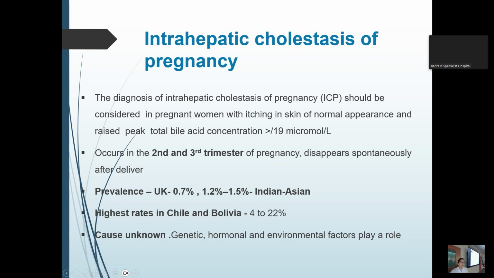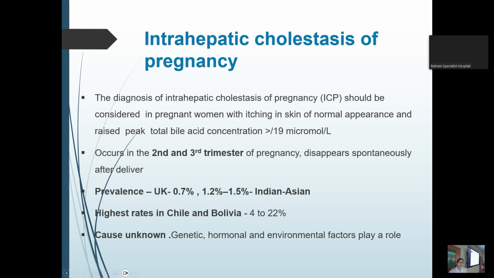The diagnosis of intrahepatic cholestasis of pregnancy should be considered in pregnant women with itching of the skin of normal appearance and a raised peak total bile acid concentration that is more than 19. It occurs in the second and third trimester of pregnancy. It disappears spontaneously after delivery. Prevalence in the UK is 0.7%. It is double in the Indian Asian community, and the highest rate is seen in areas of South America, that is Chile and Bolivia.